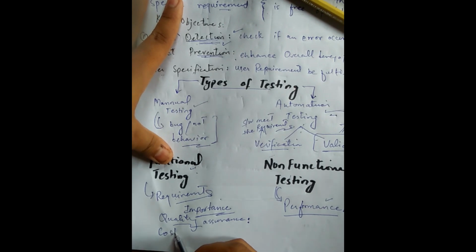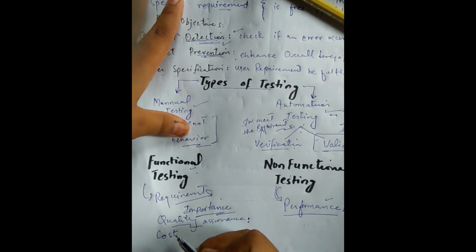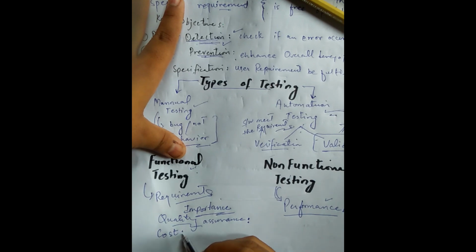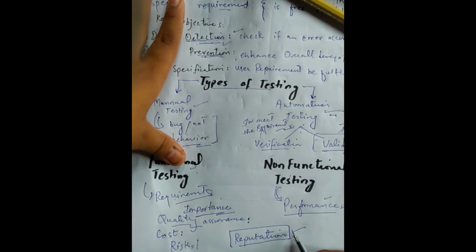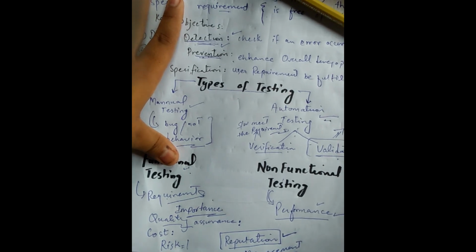Next, cost efficiency. Identifying and fixing issues early in the development process reduces the cost. Then risk mitigation. If we check it repeatedly, then there is no risk or chance of problems occurring when the user uses it. Then is reputation management. If we create software efficiently, then our reputation in the market will be good. If we create the work best, then our reputation will increase in our market.